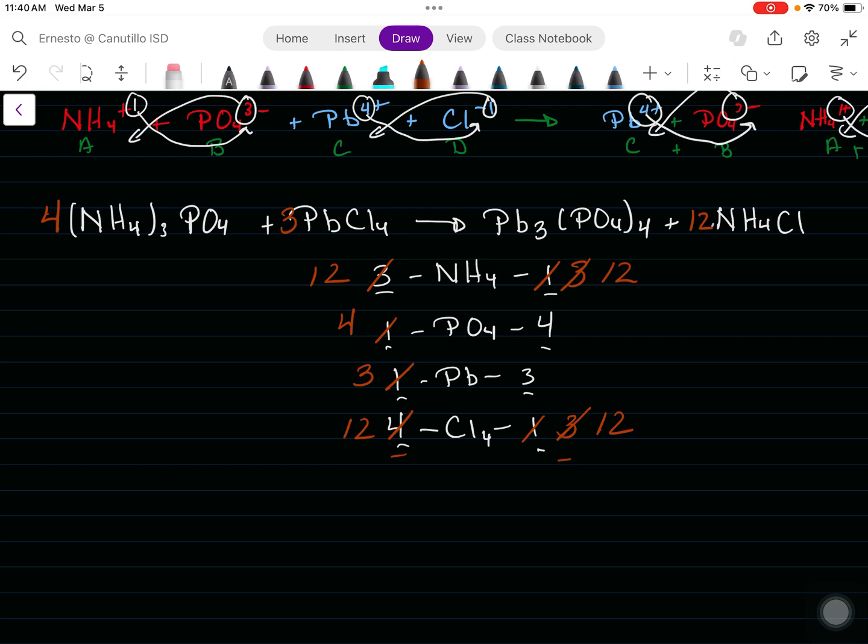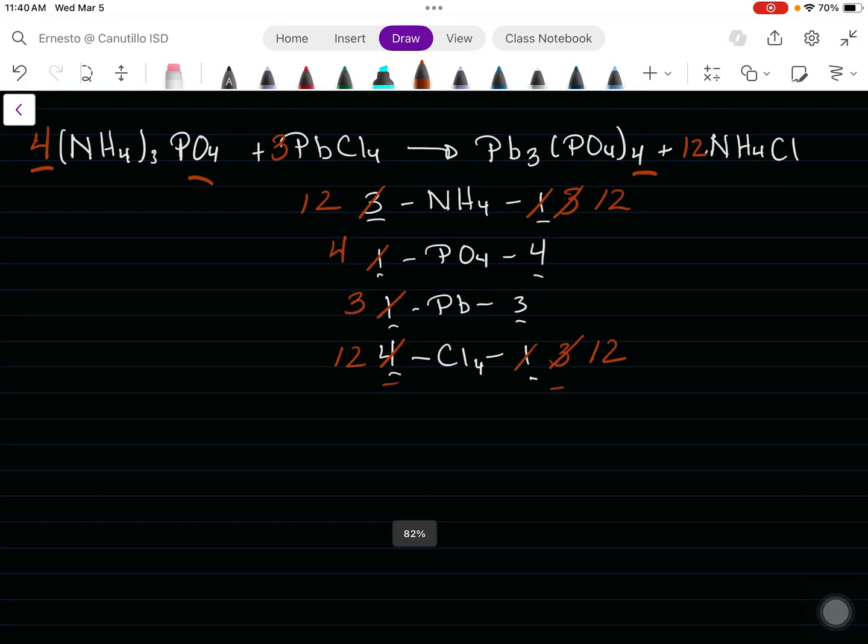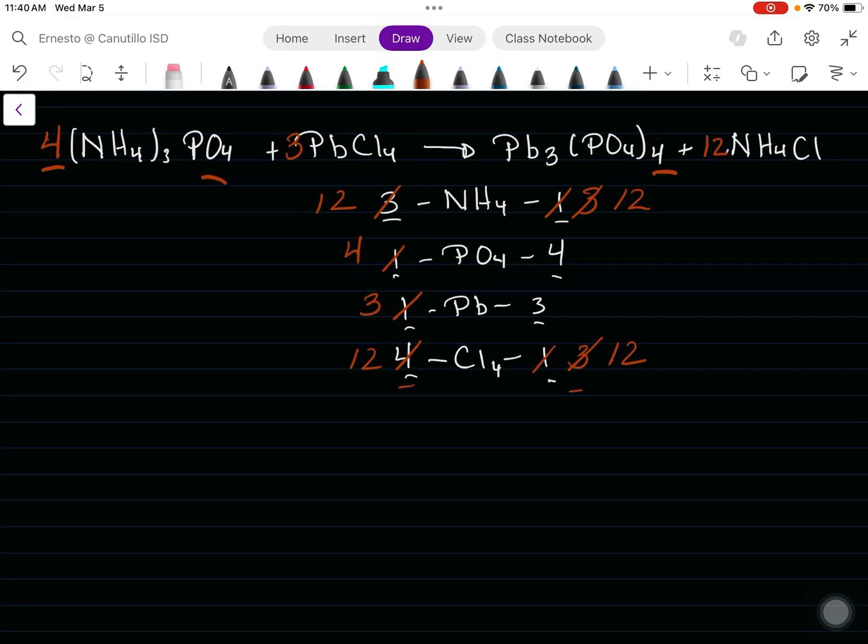So now let's go back and let's double check. Okay. I have 12 ammoniums, 12 ammoniums. Okay. I have 4 phosphates. 4 makes 4 phosphates here. And I have 4 phosphates here. And then let's take a look. I have 3 leads on the left and I have 3 leads on the right, and then 12 and 12 chlorines. So my balanced chemical equation, okay, is right here.